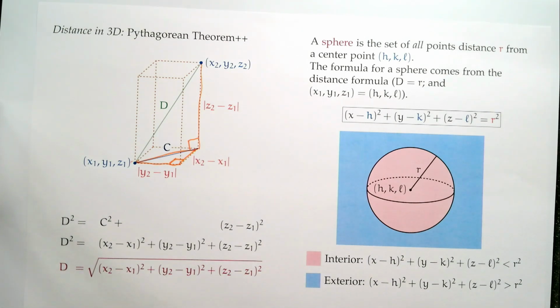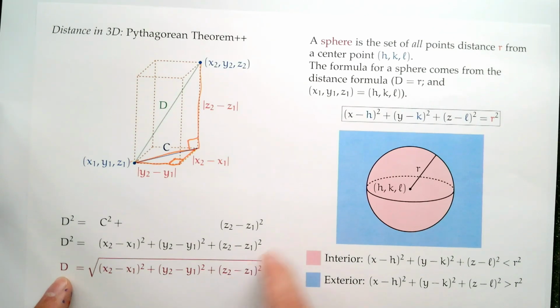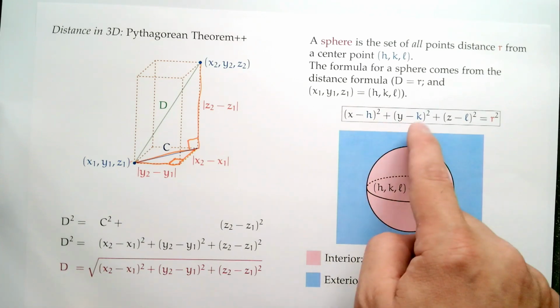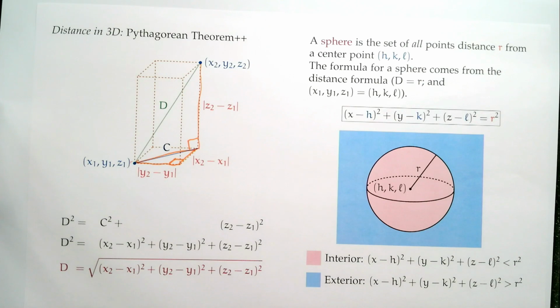So if I want to use a distance formula, I say, okay, I have a center (h, k, l). That would become the x1, y1, z1. Then my points are x, y, z. And then the distance is the radius. So it becomes (x minus h) squared plus (y minus k) squared plus (z minus l) squared equals r squared. So the formula for a sphere pops out immediately from the formula for distance.